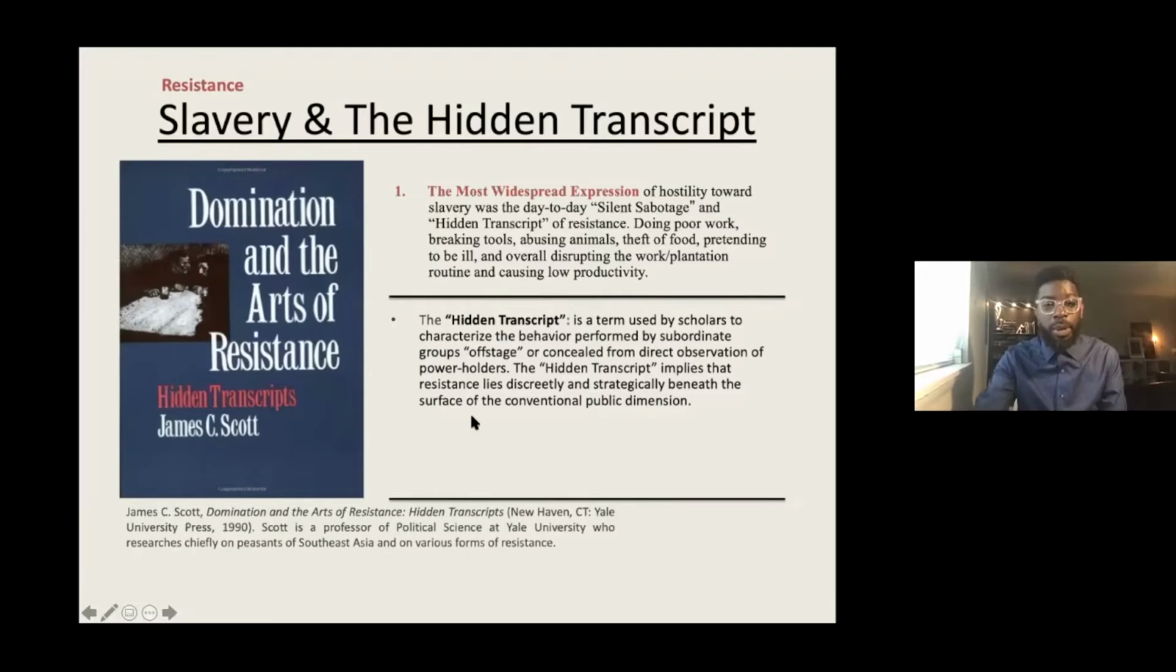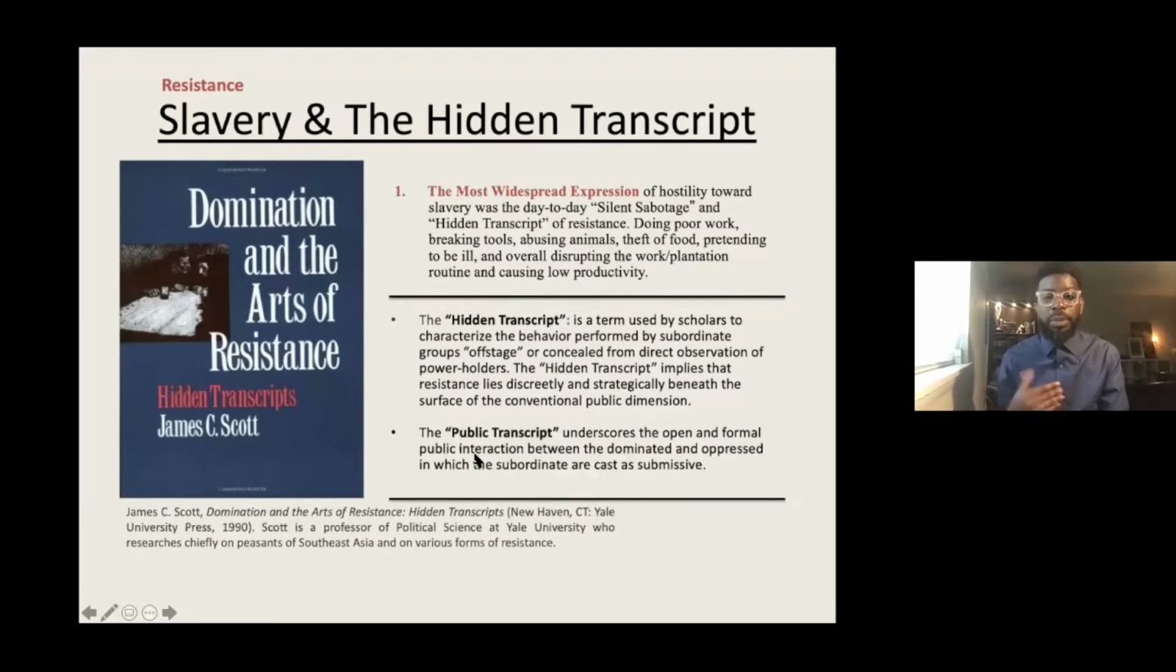Now, what is the public dimension? The public dimension underscores the open and formal public interaction between the dominant and the oppressed, in which the subordinate is casted as submissive. So this is, your boss is around. Yes, I'm going to do that right away. I always take a 30-minute break. And then when the boss is away, what do you do? You're taking 40 minutes, right? You're not doing what you're supposed to do.